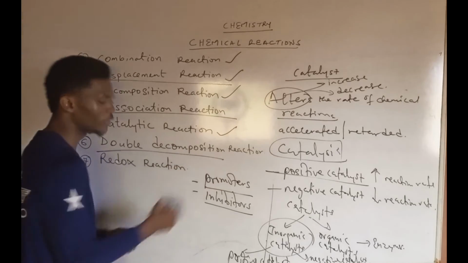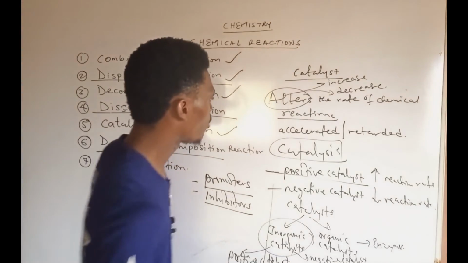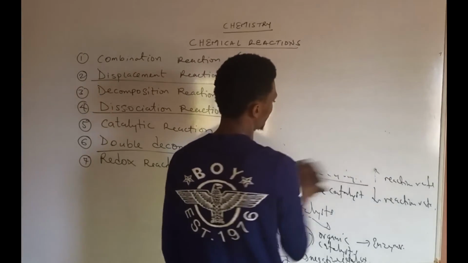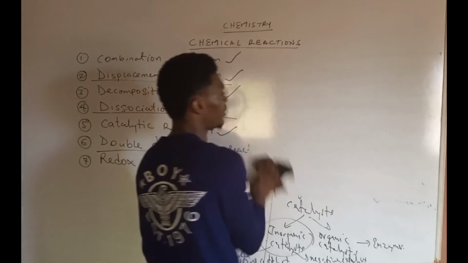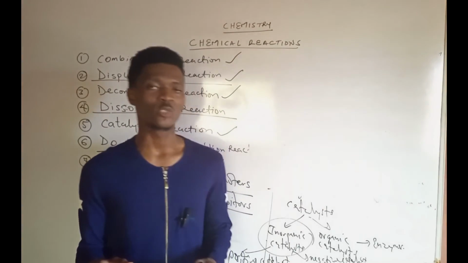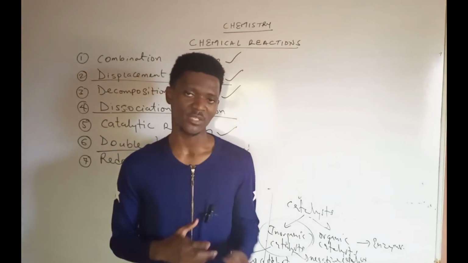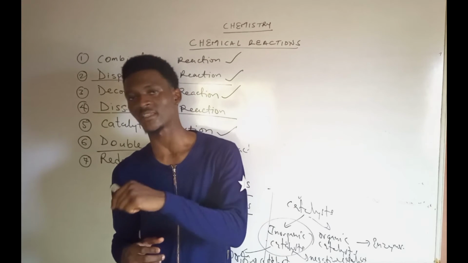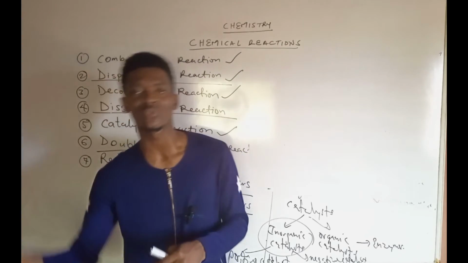Then in the case of double decomposition reaction, when we talk about double decomposition reaction, we are simply referring to a reaction in which there is usually the exchange of ionic radicals between two soluble compounds in water that would end up giving you a soluble substance as a product and another insoluble substance.